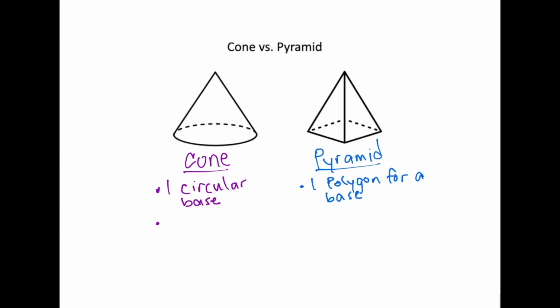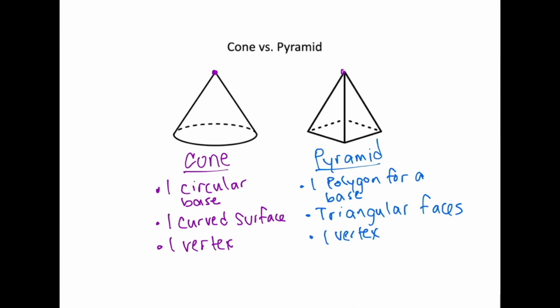If you notice that the surface of the cone is curved, you're correct. The pyramid, on the other hand, has triangular faces. This is going to be true for every pyramid. And finally, if you notice that we have 1 vertex on each, you're correct. Both of these shapes come to a point.